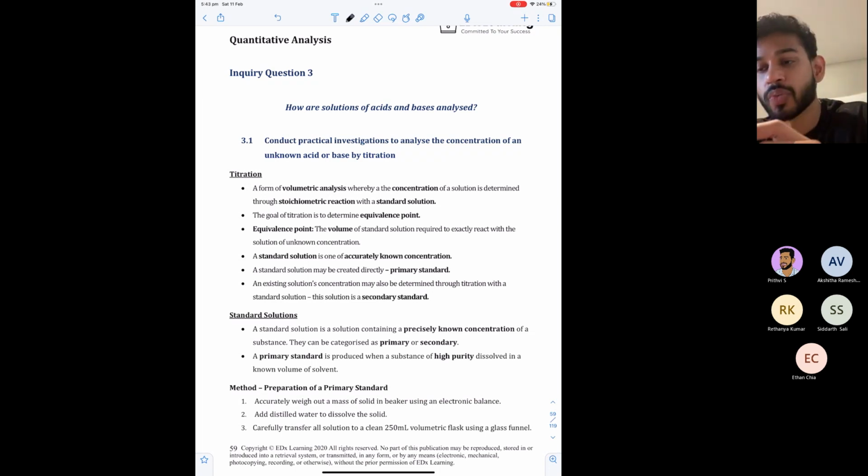Now, for titration, we only look at liquids or solutions. Solutions have volume. Hence, titration is what we call volumetric analysis, analyzing by volumes. You would have learned in year 11, there's another form of analysis with mass. Actually, what do we call that?